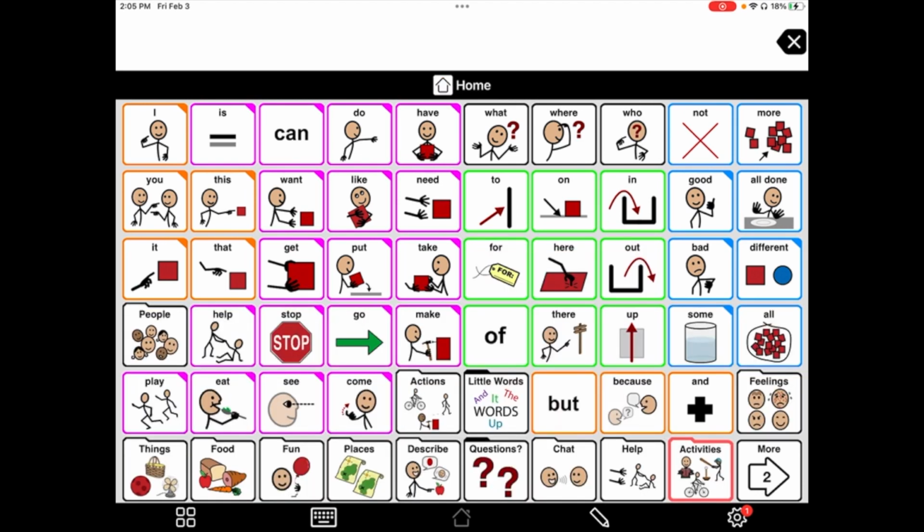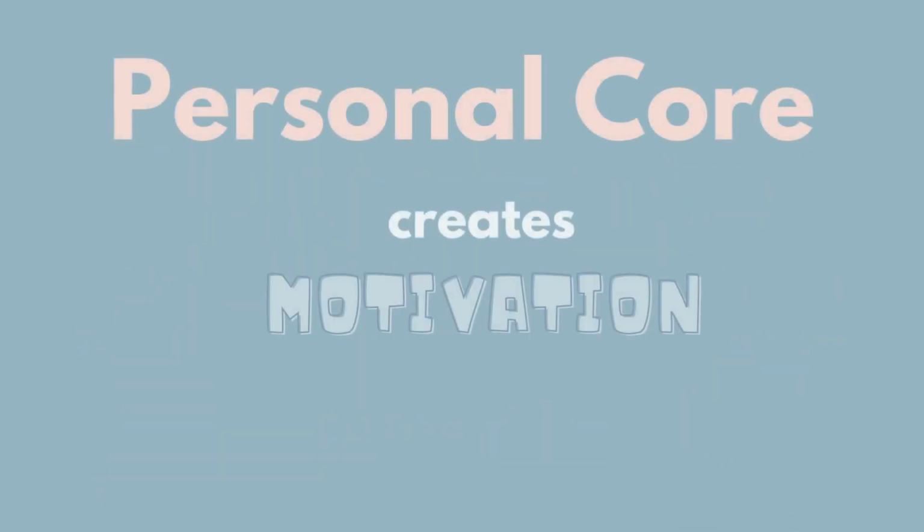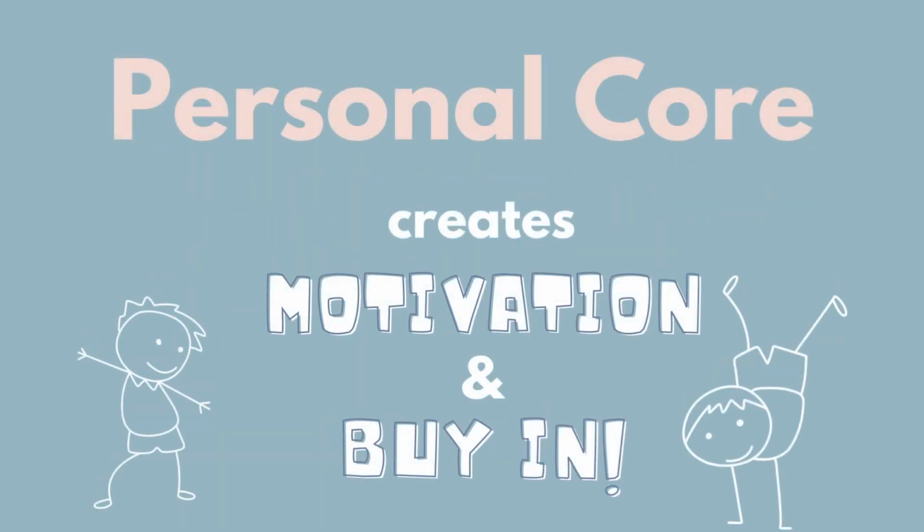The one thing that is missing on this device is personal core vocabulary. Personal core are the words that are unique to the child using the device. These are important to the child or the family, and they say these words or phrases frequently, and the child needs access to them on the device. It's so important to customize a device, and it often leads to more motivation and buy-in from the child.